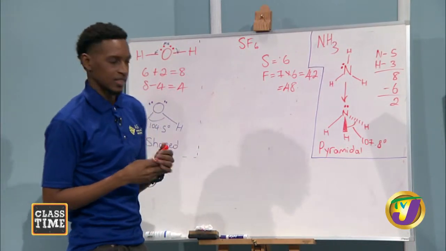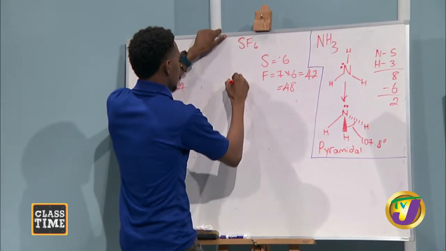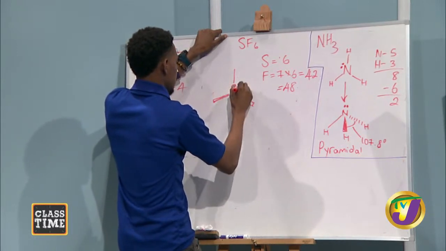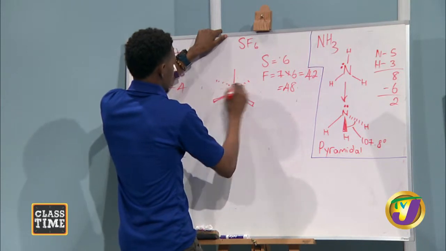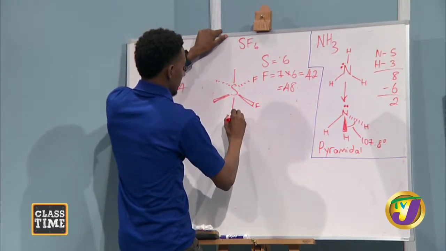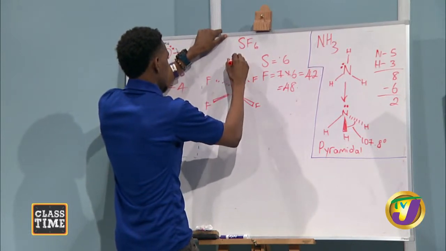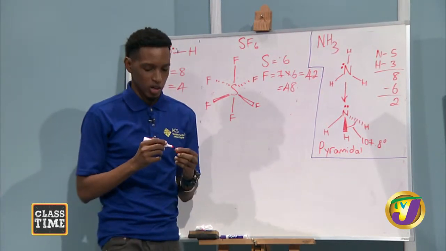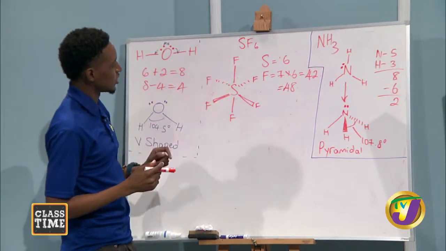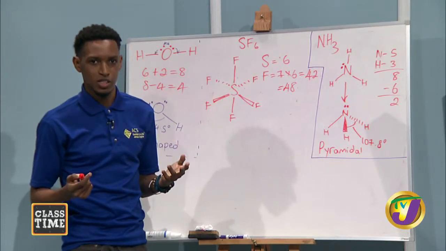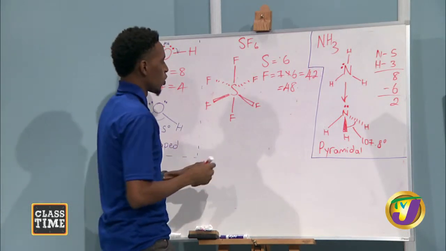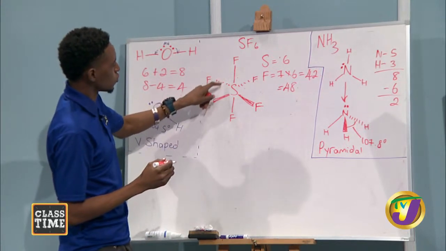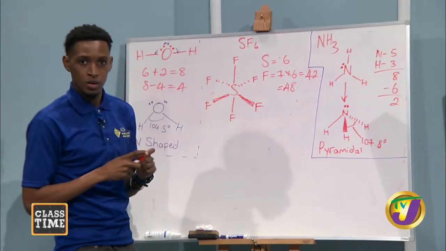So you have 48. I should have drawn this before. Okay, so when you have 6 atoms around a central atom, I first draw it in this geometry to ensure that the atoms are as far from each other as possible. Now, looking at this, you can see that you have 1, 2, 3, 4, 5, 6 bonds.